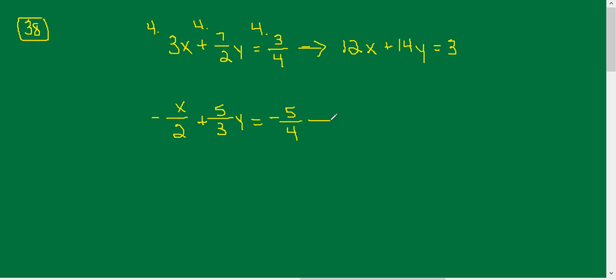All right, in the bottom, we'll clear these fractions out by multiplying everything by, let's see, between 2, 3, and 4, looks like 12. 12, 12, and 12 over here. So the first term is going to end up being negative 6x. Don't forget your negatives here. Plus 20y, and that's going to equal negative 15.